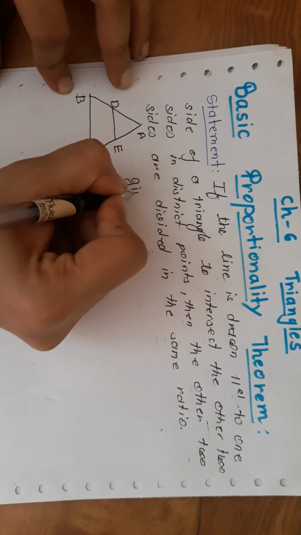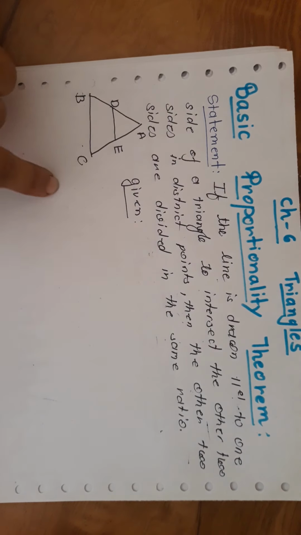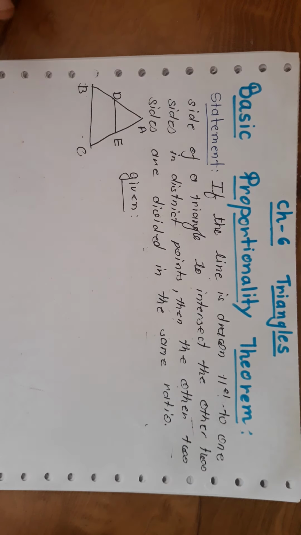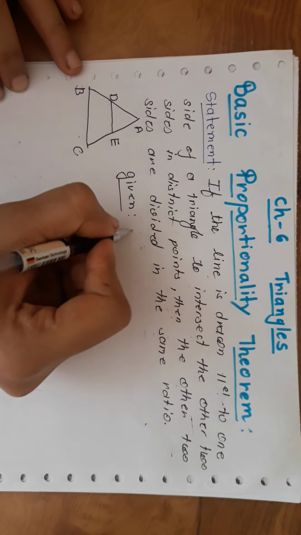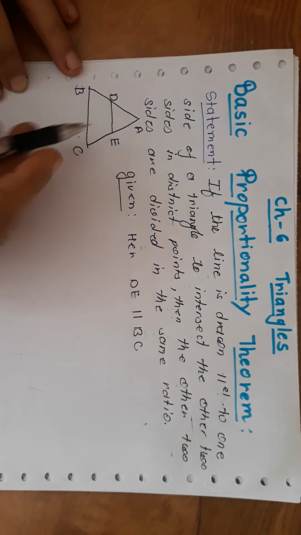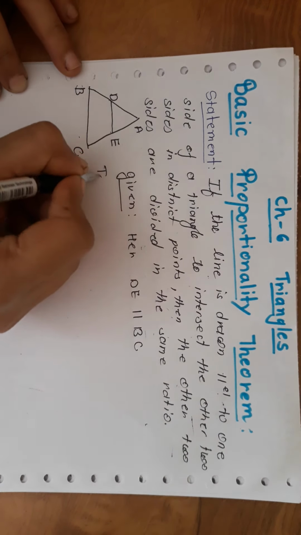So what is given, guys? Given and to prove. You just need to write it very clearly so you can get 1 mark even without the proof. Given: DE is parallel to BC. To prove: the other two sides are divided in the same ratio. That means AB and AC are divided in the same ratio by this line DE. That means AD upon DB is equal to AE upon EC. You need to prove this.